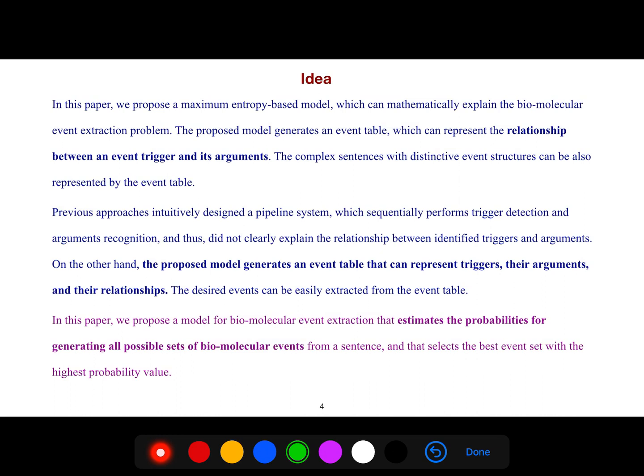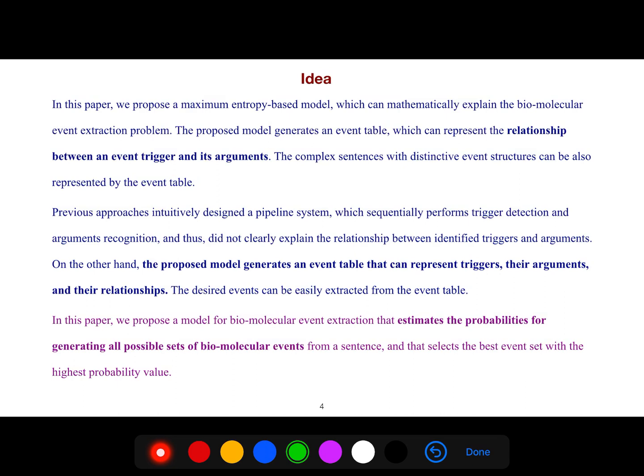Previous approaches intuitively design a pipeline system which sequentially performs trigger detection and argument recognition, and thus did not clearly explain the relationship between identified triggers and arguments. On the other hand, the proposed model generates an event table that can represent triggers, their arguments, and their relationships. The desired events can be easily extracted from the event table.